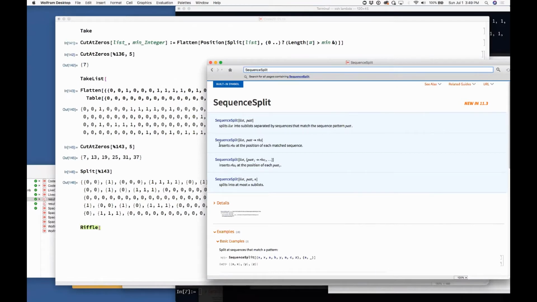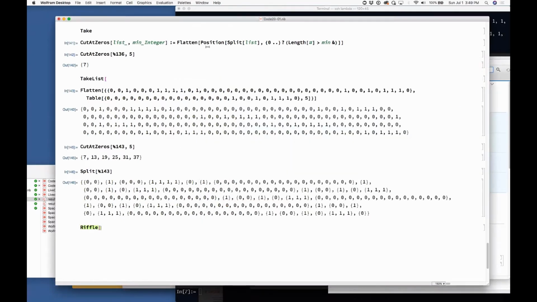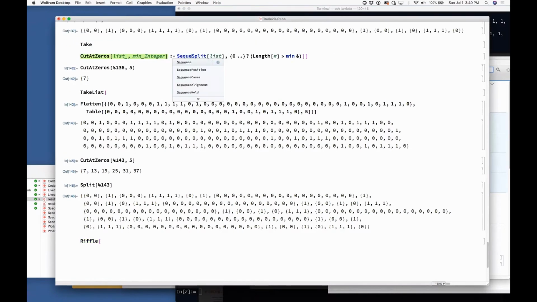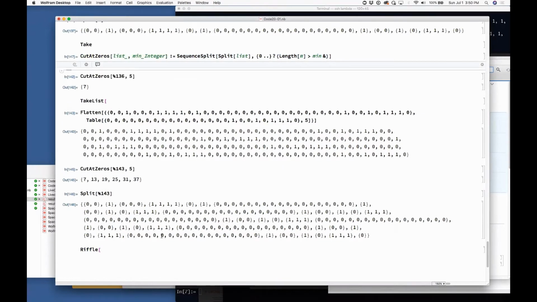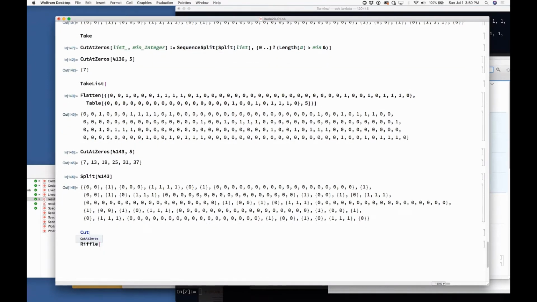Yes, that is right: into sublists separated by sequences that match the pattern. So in fact, the correct way to do this is to use sequence split here. That's going to work. So sequence split of the split of the original list. Okay, so I think you're right. So let's do this. Okay, so cut zeros. Let's now do it of line 143, cut at zeros, line 143, 5 times.